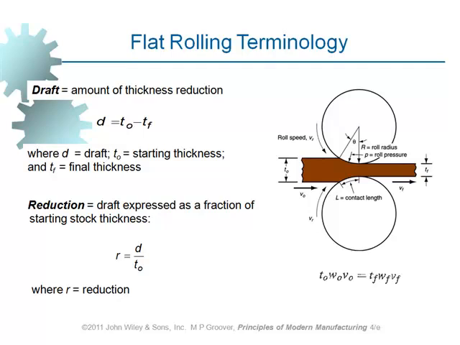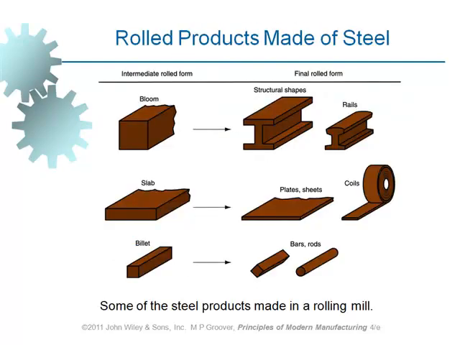And we've got a change of thickness which is referred to as draft, the amount of the thickness reduction. And we've got another ratio which is called reduction, obtained by dividing the draft by the initial thickness of the material. Then we can compute the reduction of the thickness of the material. Well, we will have a number of problems, and in those problems we will be using those equations.